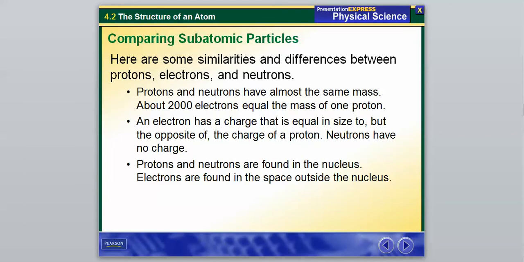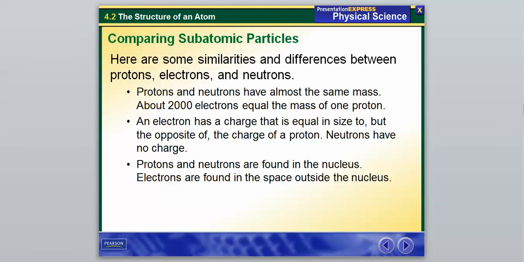And it gives a little bit of a summary of the similarities and differences that were just mentioned in that chart right there. So to start, this is probably the thing I would write down. All three of these things are fairly important here. Protons and neutrons have almost the same mass, which we just saw. They both had a 1, and about 2,000 electrons equal the mass of 1 proton.